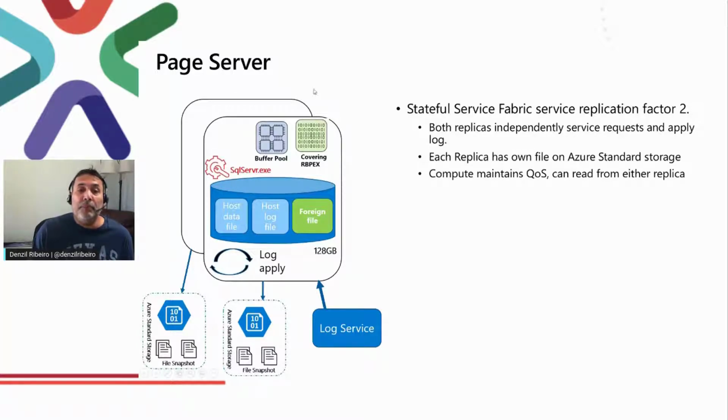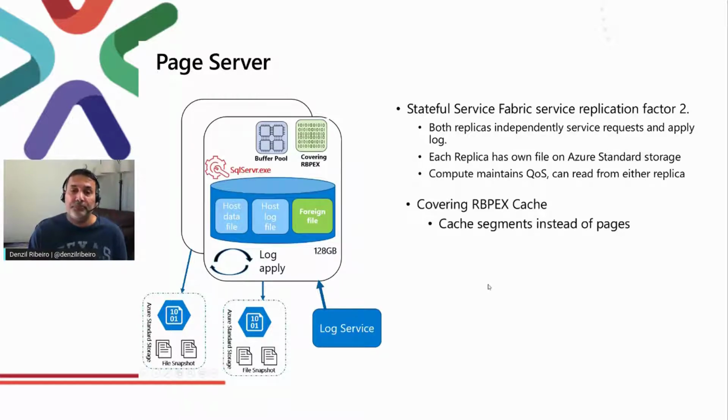And then compute actually can talk to either of these in an active format. So compute maintains a quality of service in terms of communicating with each page server, so it knows the response time from each page server, and if one is down, it will just go to the other one. So it could talk to each. So both of them are actually serving requests at the same time.